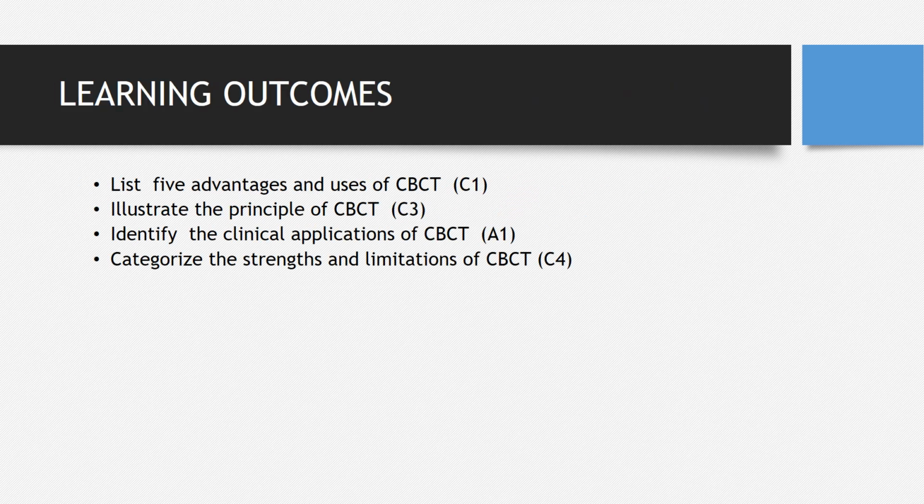The learning outcomes for this lecture are to list 5 advantages and uses of cone beam computed tomography, also called CBCT, to illustrate the principle of CBCT, to identify the clinical applications of CBCT, and to categorize the strengths and limitations of CBCT. All of these learning outcomes have been specifically derived for you at a student or undergraduate level.